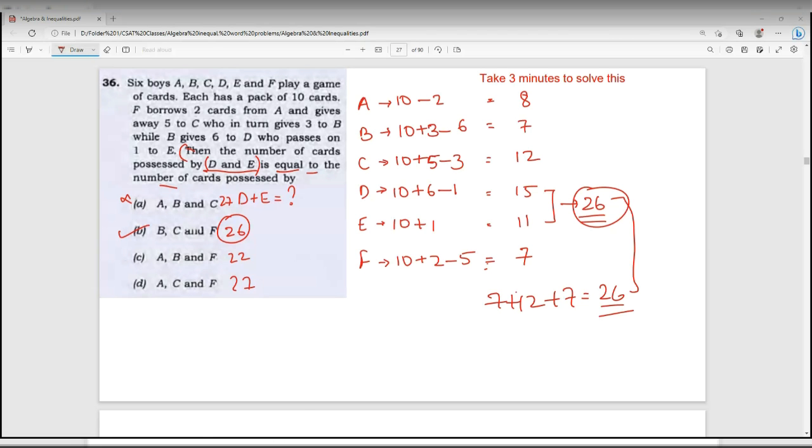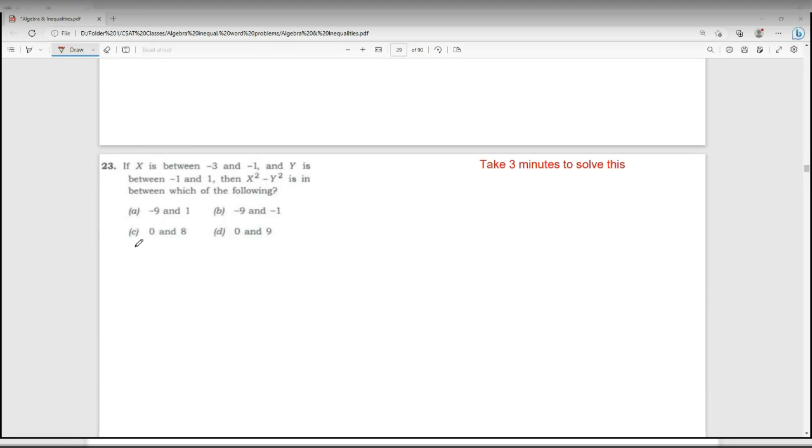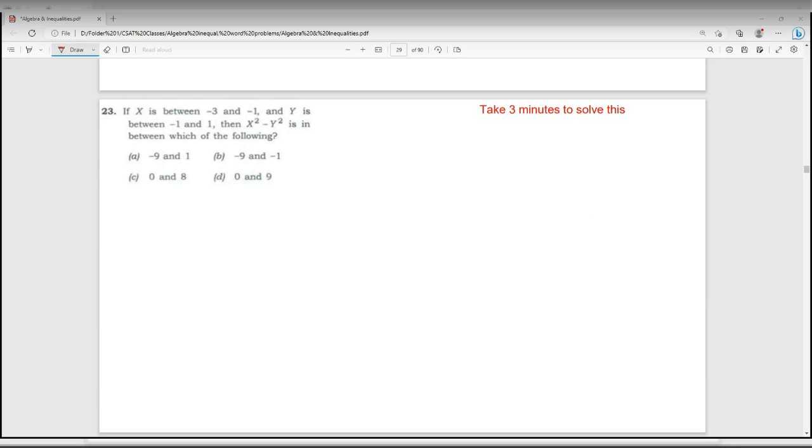So are there any doubts in this question? If you have any doubts, please ask, or else we'll move to the next question. Okay, we'll move to the next question. So take 3 minutes to solve this.